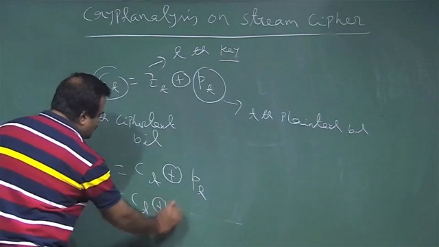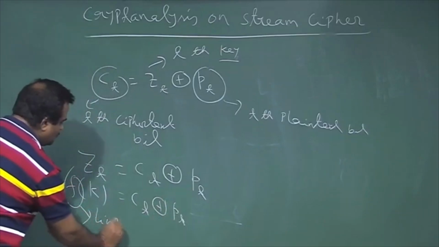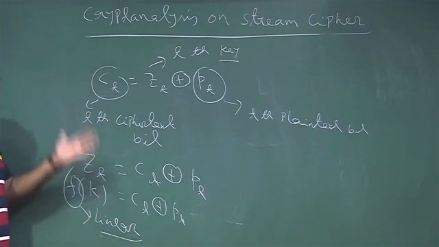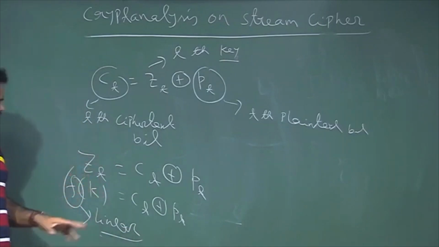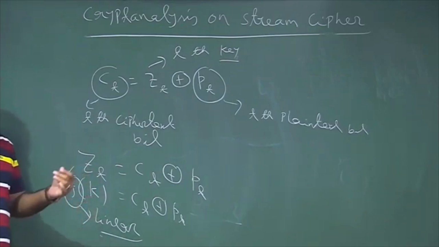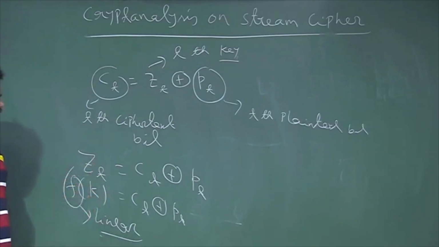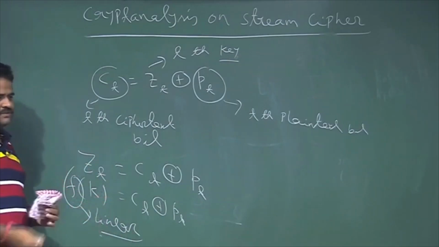Now if this function is a linear function, then we have a system of linear equations, and we can solve it to get this K. Once we get K, then everything is gone, because K is the secret shared between Alice and Bob. So that is the attack on a simple LFSR based stream cipher.